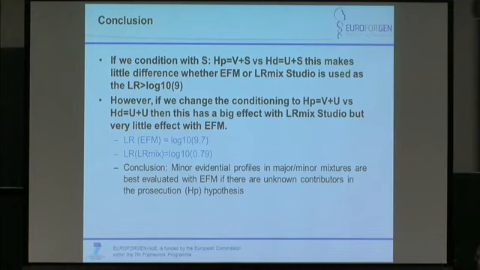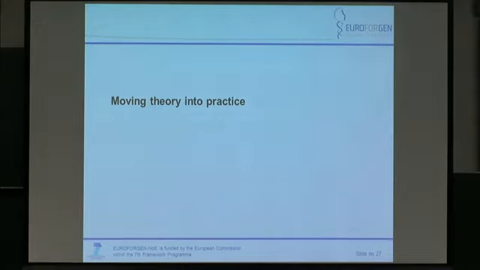So the conclusion from that is that minor evidential profiles in major minor mixtures are best evaluated with EFM if there are unknown contributors in the prosecution hypothesis.